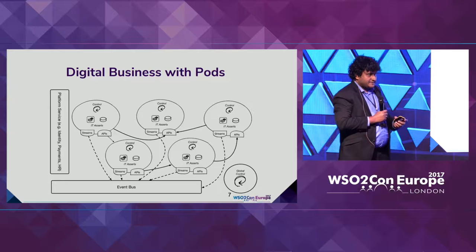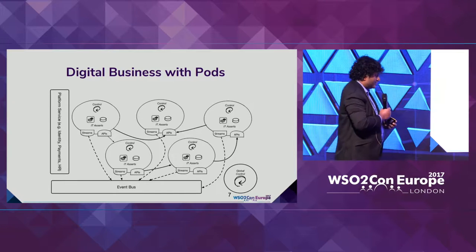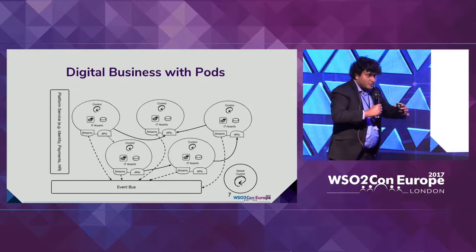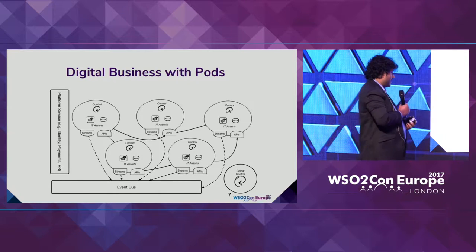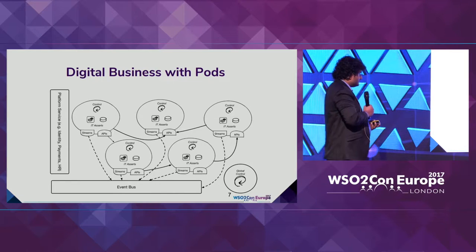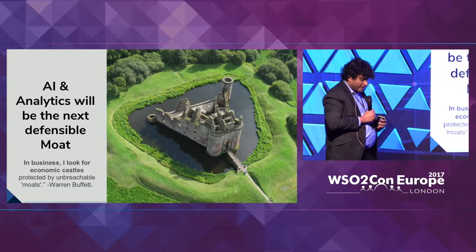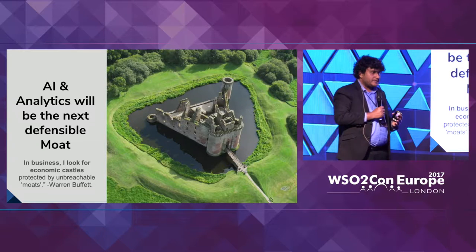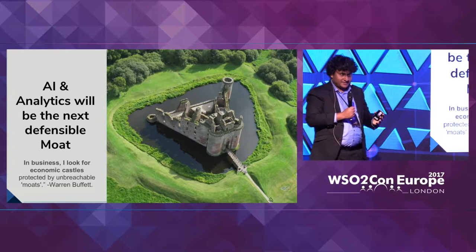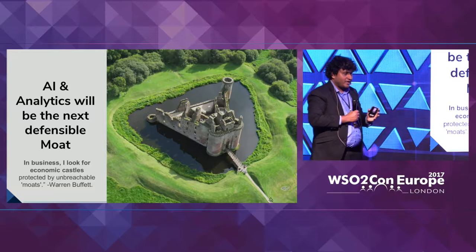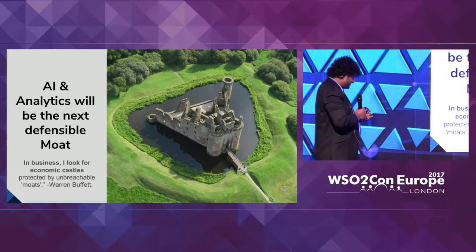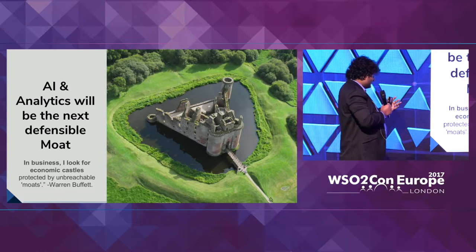And a digital business is made up of several of these pods to create a global system, and they communicate with each other using these streams and APIs. And all of them together create a global control loop. That's the main idea. In creating the pods and the global control loop, the main item there is AI and analytics. AI and analytics will basically program these control loops. And it is widely known that AI and analytics will be the next defensible moat, basically.